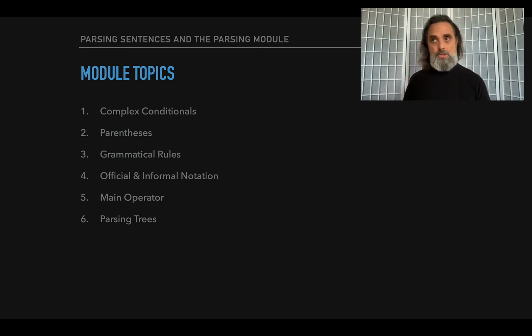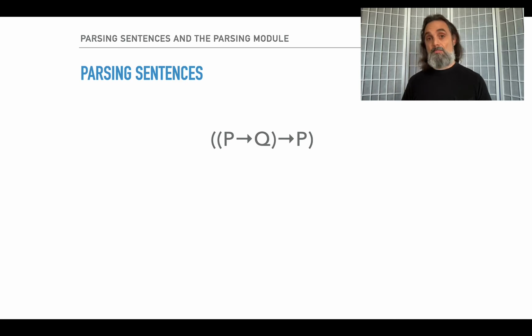A parsing tree shows how a sentence was built up from its ultimate pieces, atomic sentences. The main operator of any given sentence is the conditional or other logical operator. Right now we only have the conditional, which was added to the sentence we're looking at, added to other sentences to build it. So in this video we're going to learn about the parsing module and the activity of parsing sentences.